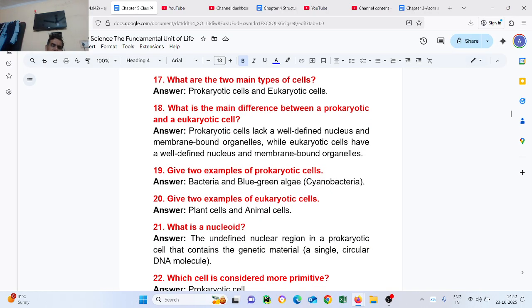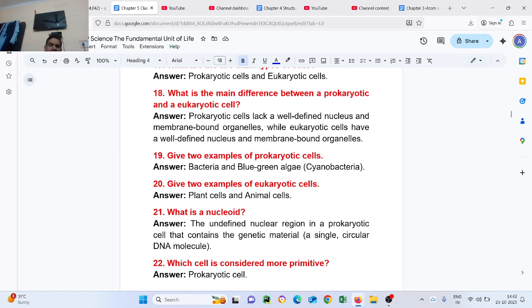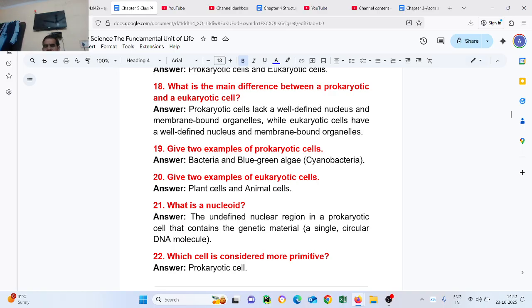Question number 21. What is the nucleoid? Answer. The undefined nuclear region in a prokaryotic cell that contains the genetic material, a single circular DNA molecule, is called the nucleoid.